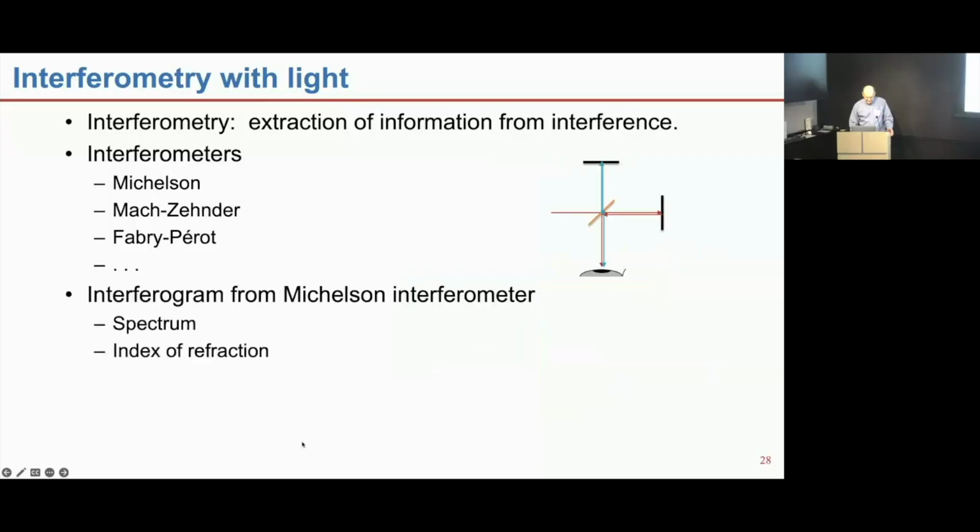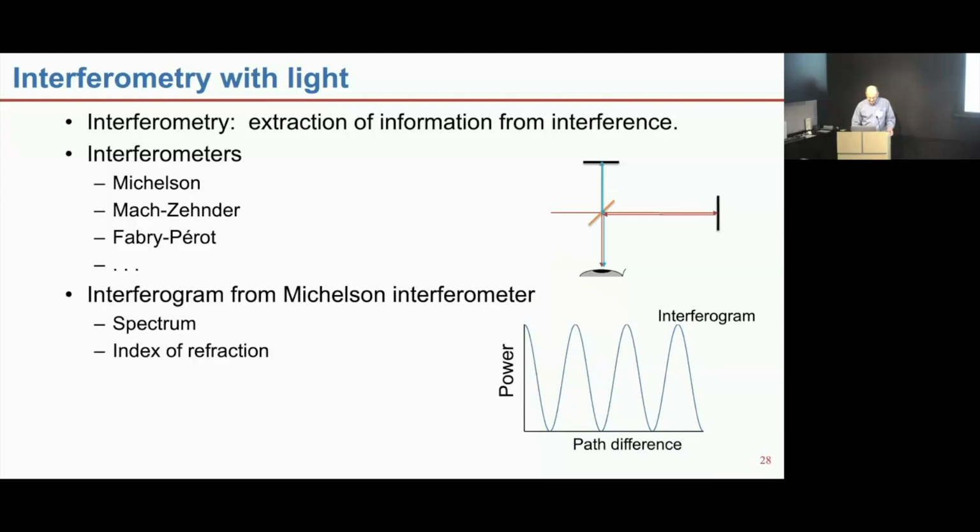And so if we move one mirror of the Michelson interferometer, we get an interferogram, and that can tell us the index of refraction. And if we have some smoke in our interferometer that causes dephasing, then those fringes will decay.